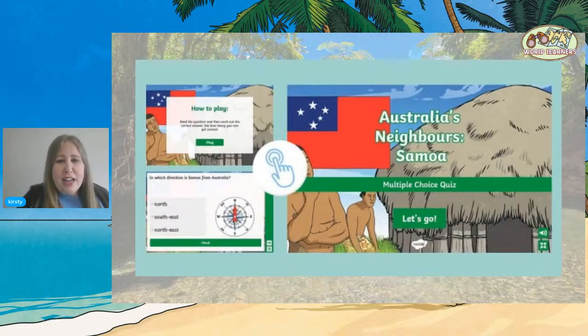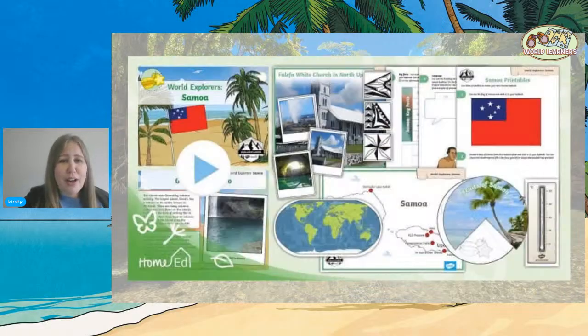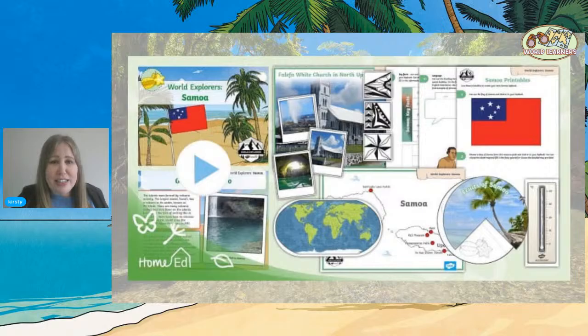And then I've shared a game about Samoa. We've got a little multiple choice quiz there, have a go at. And of course, our World Explorers packs, which I know lots of you have been working through. Have a little dive into this one. You've got the PowerPoint there with tons of information in. You've got picture postcards, some of the landmarks we looked at today, but some we didn't. So have a little look at those. Find out more about that amazing place.